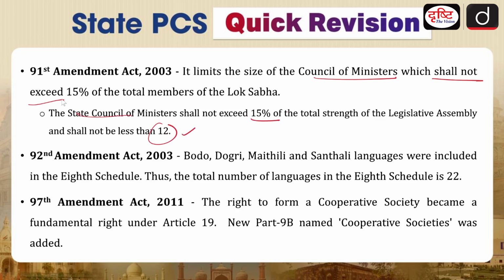But in the case of the center, there is only a maximum limit, that is 15%. Then the 92nd Constitutional Amendment Act added various other languages like Bodo, Dogri, Maithili, Santhali. They were included in the 8th Schedule. Now the total number of languages in the 8th Schedule is 22. Then coming to the 97th Amendment Act 2011, that is about cooperative societies, which also got constitutional status. The right to form a cooperative society becomes a fundamental right under Article 19. A new part, Part 9B, named Cooperative Societies, was added into the Constitution.